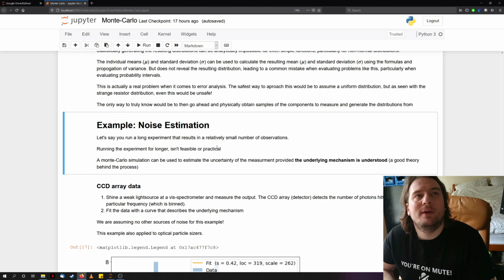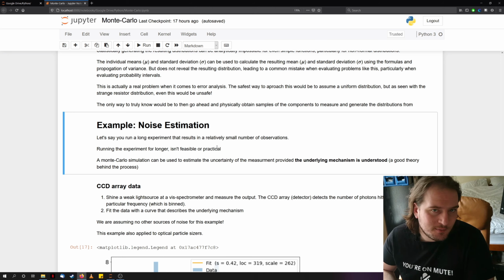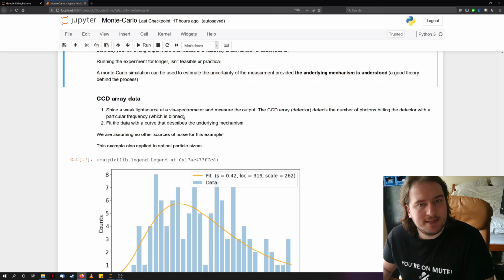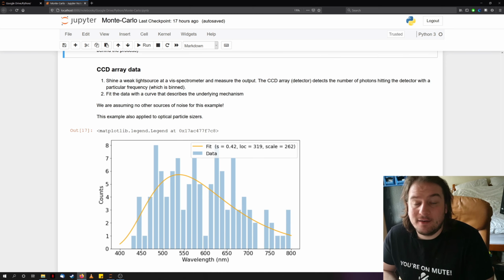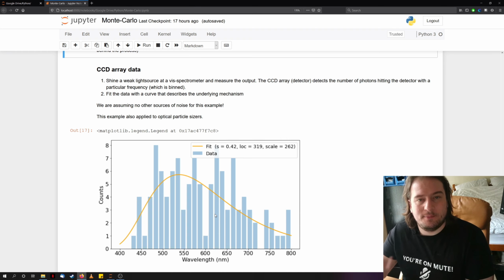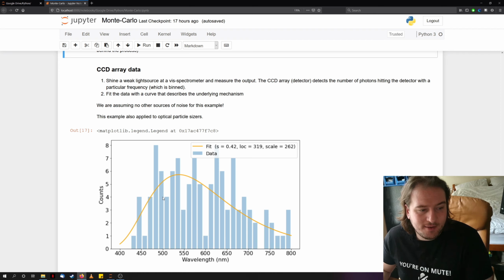So here is one where we know how the mechanism is formed, or have a good theory about what will happen. We then go ahead and measure something. We might not get a lot of data from that, so at least we know the underlying theory. Sometimes this might be a CCD array, for example in a vis spectrometer, which detects the number of photons hitting the detector within a particular frequency, which is then binned. We can then fit this data with a curve that describes the underlying mechanism.